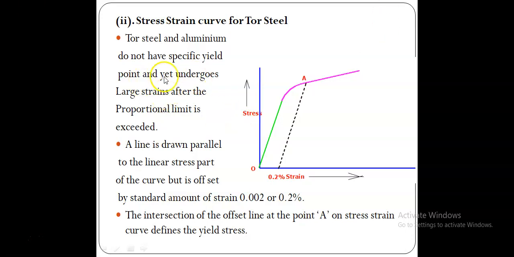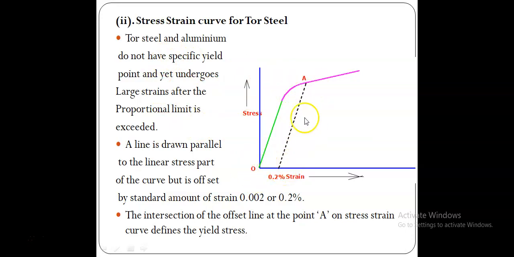Tor steel and aluminum do not have any specific yield point and yet undergo large strain after the proportional limit is exceeded. So tor steel is also a ductile material and therefore it has a wide range of deformation after the elastic limit. Here it is not easy to fix the yielding point as in mild steel, so how can you fix it?